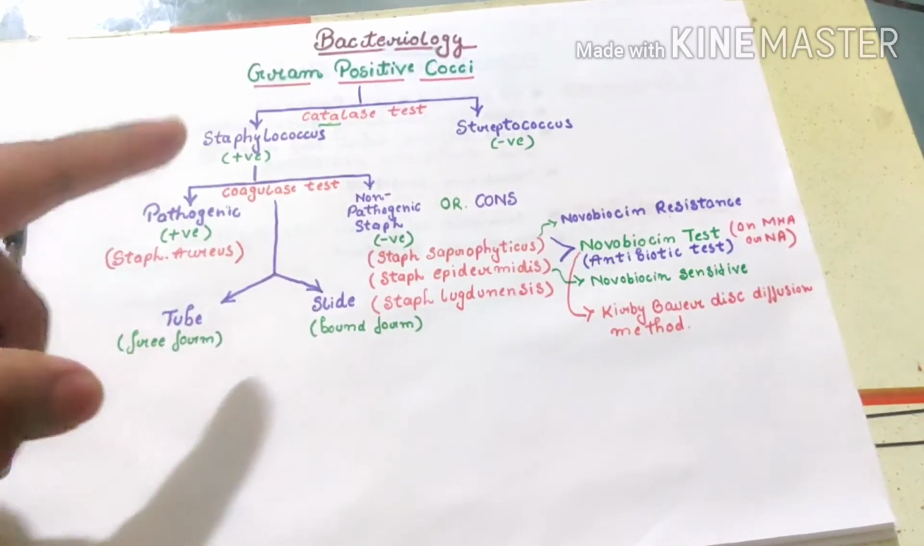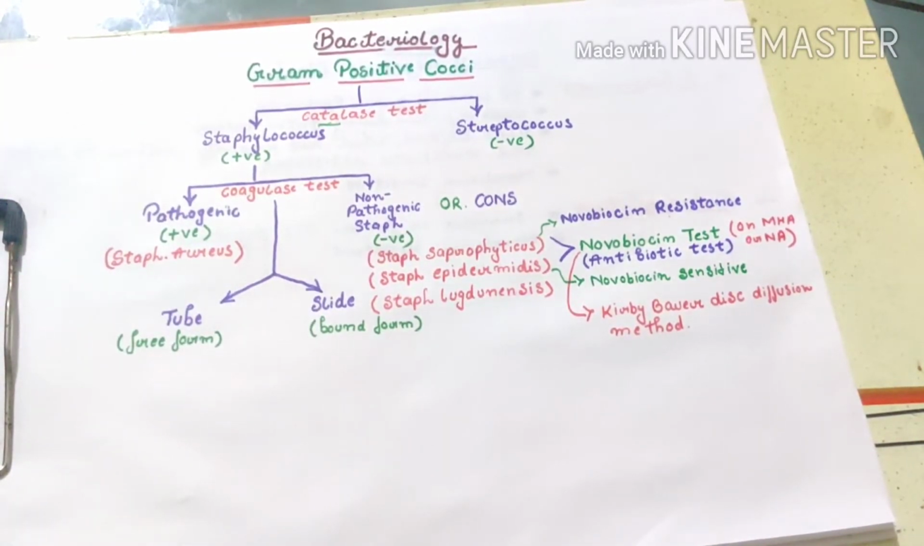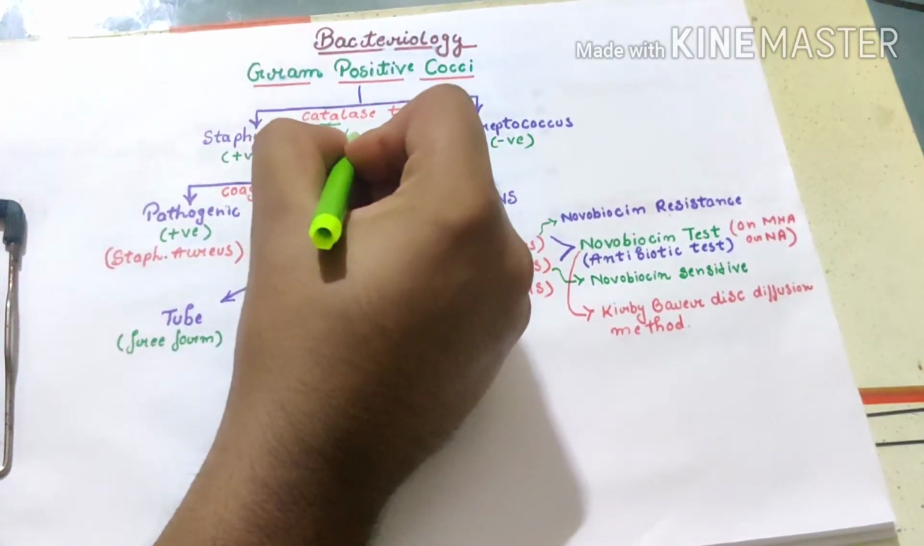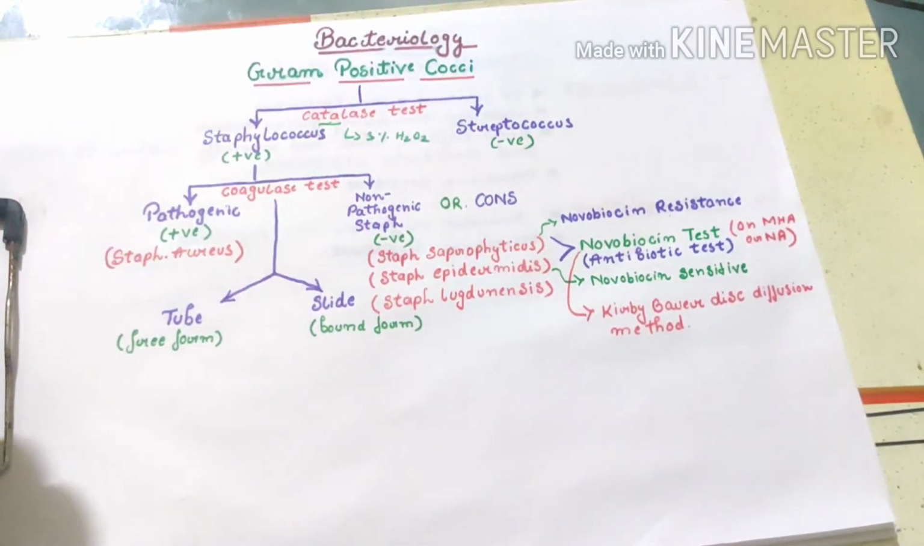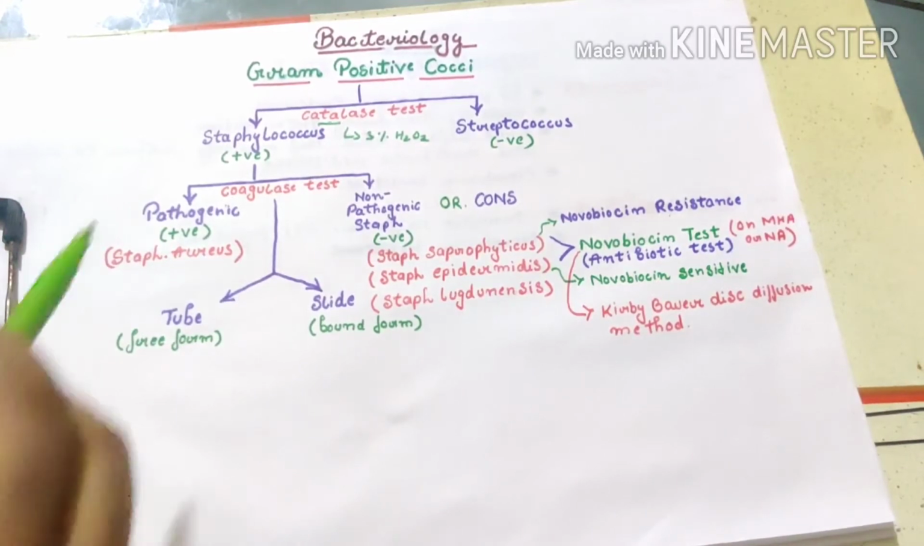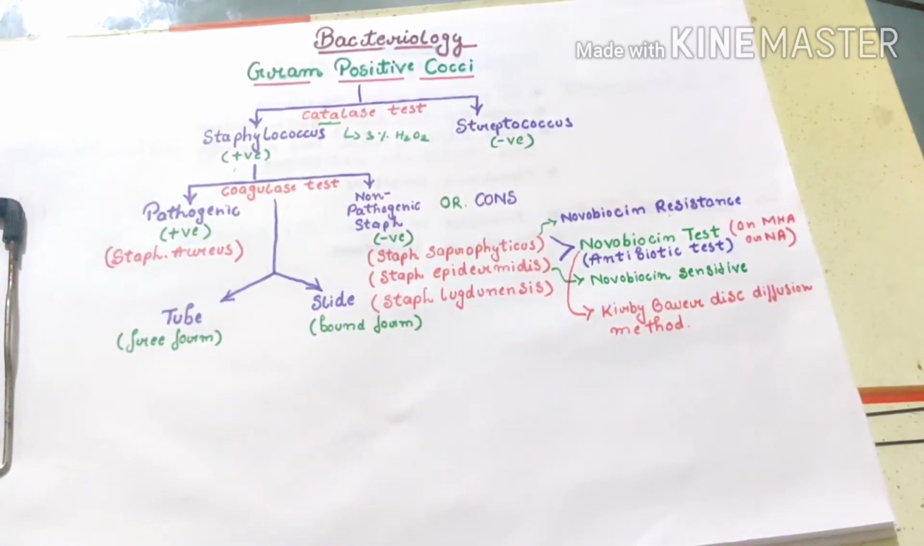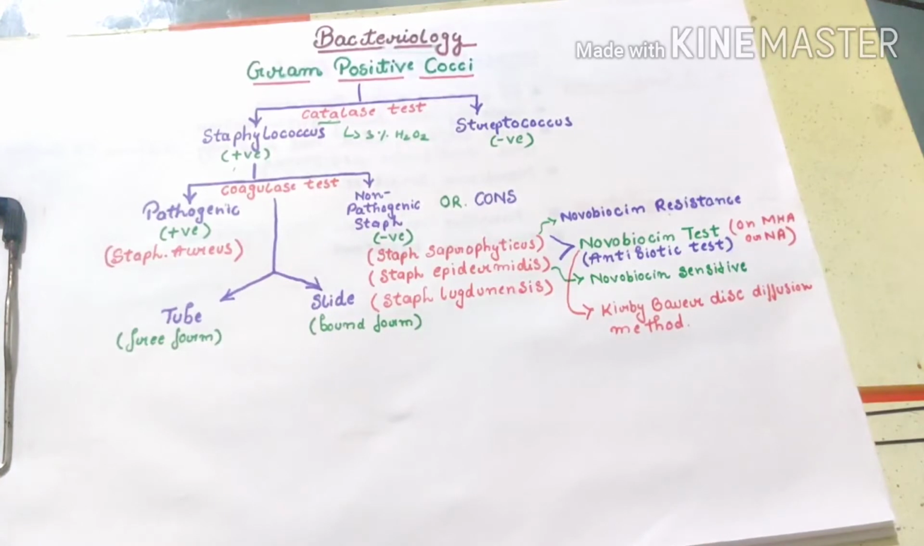If we talk about the catalase test, in this we have to take 3% H2O2, hydrogen peroxide, then we add colonies, either Staphylococcus colony or Streptococcus colony. After adding colonies, if bubbles are formed, then it is the property of Staphylococcus, that means it is a catalase positive test. If bubbles are not formed, then it is Streptococcus, and that means it is catalase negative. Then we will move to the coagulase test.